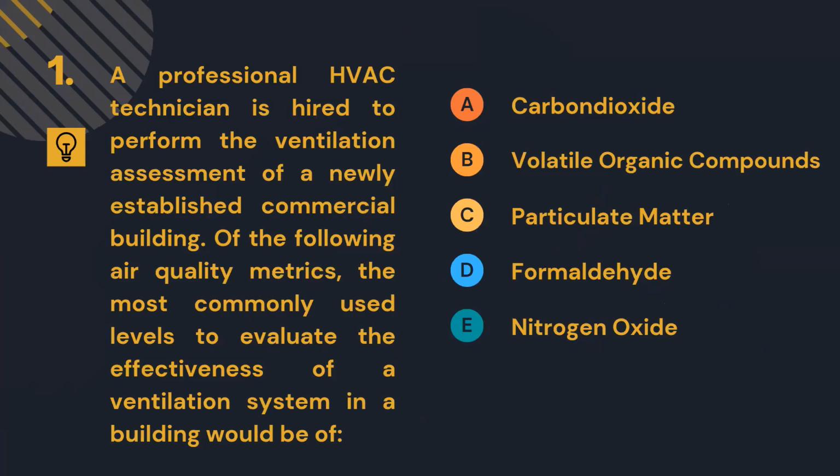Number one, a professional heating, ventilation, and air conditioning technician is hired to perform the ventilation assessment of a newly established commercial building. Of the following air quality metrics, the most commonly used levels to evaluate the effectiveness of a ventilation system in a building would be: A, carbon dioxide; B, volatile organic compounds; C, particulate matter; D, formaldehyde; and E, nitrogen oxide. A, carbon dioxide. Yes, the answer is A, carbon dioxide.